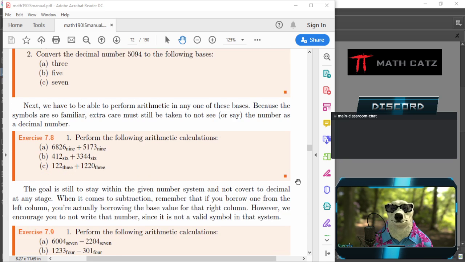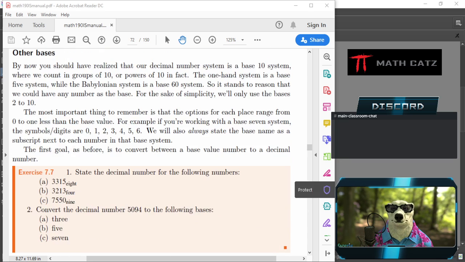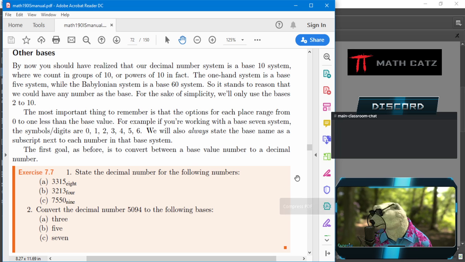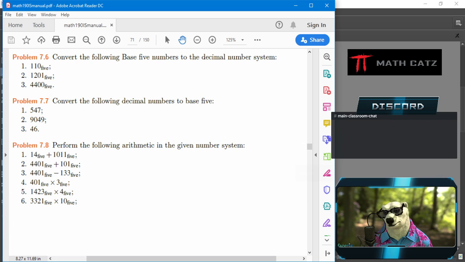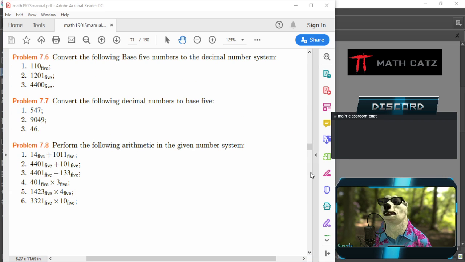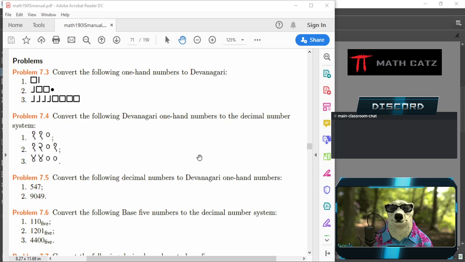Is the answer supposed to be the symbols? Because when I look in the key, it's numbers. Which problem? Problem 7.3. Let me go there. 7.3: Convert the following one-hand numbers to the Devanagari symbols.